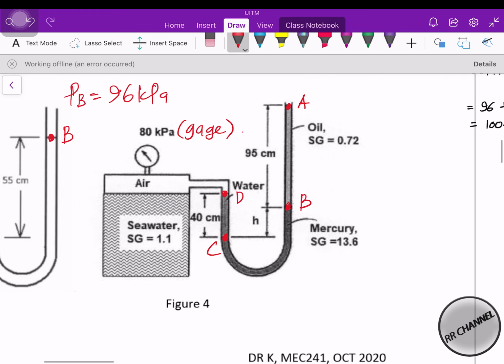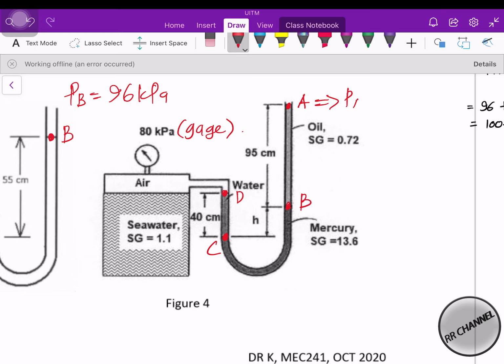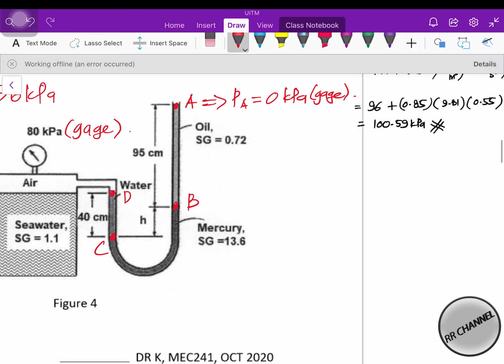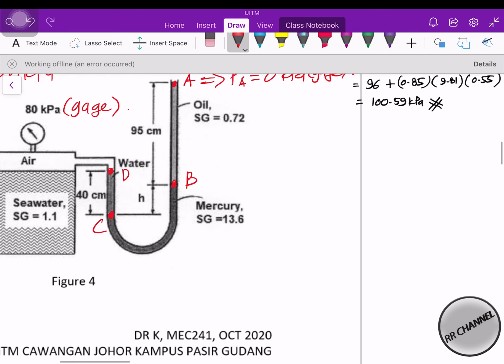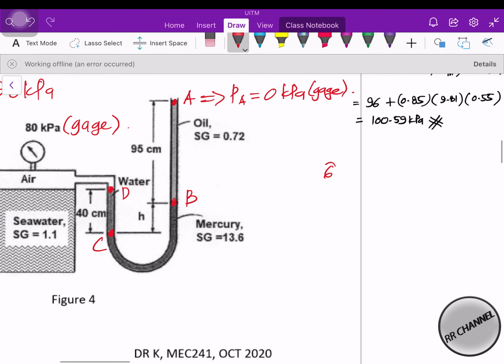Right, means that PA equals 0 kPa because we refer to gauge pressure. So here we can start from point D or point A, and the pressure of the air inside the tank basically equals the pressure at point D. Let's say we start from point A. So this is question number 6. Sorry, I used the black color again.